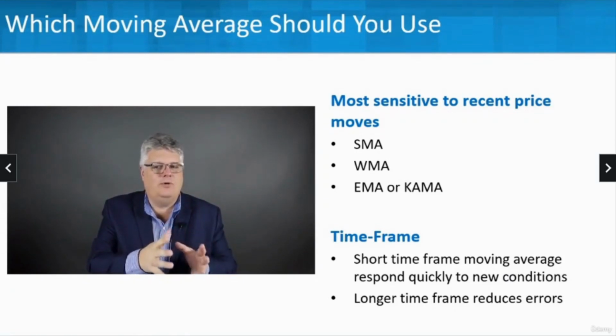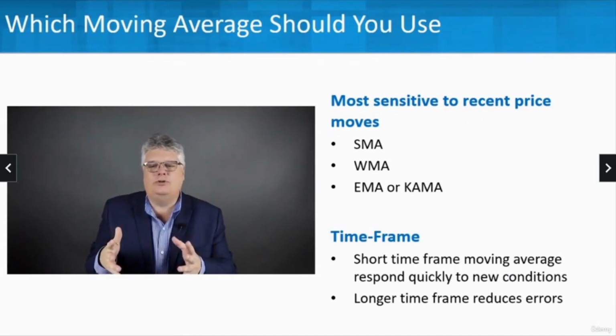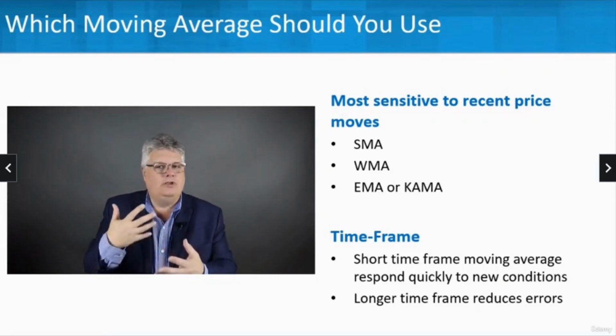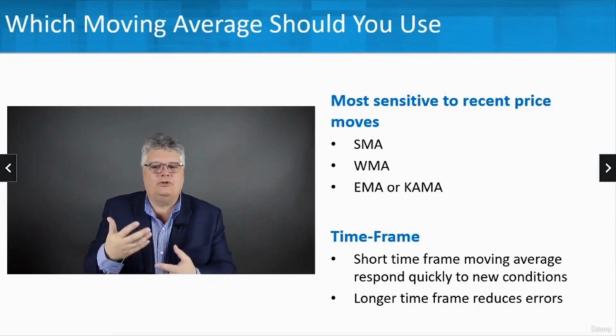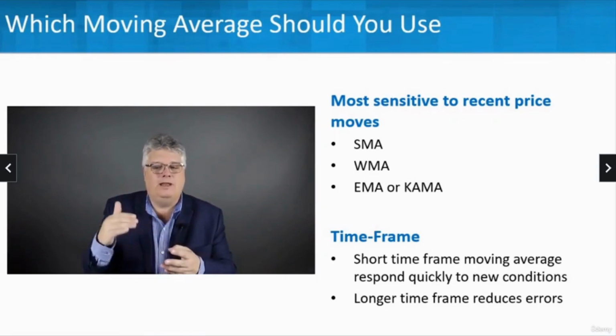For one thing, how much you want to put emphasis on recent price moves. The other would be the time frame. How long of a time frame do you choose? The shorter the time frame for your moving average, the quicker it's going to respond to new conditions, right? But a longer time frame will reduce errors, basically reducing whipsaws, right? Basically going in and out.